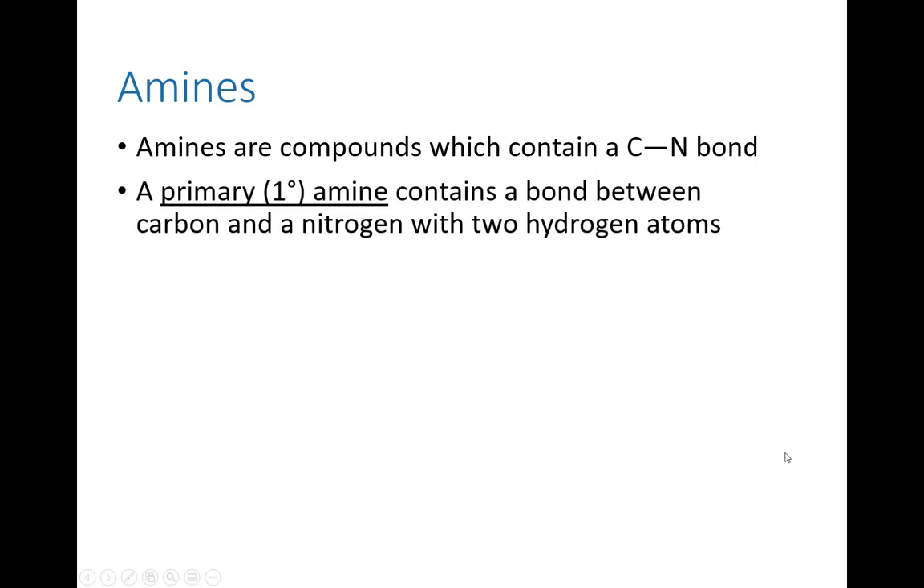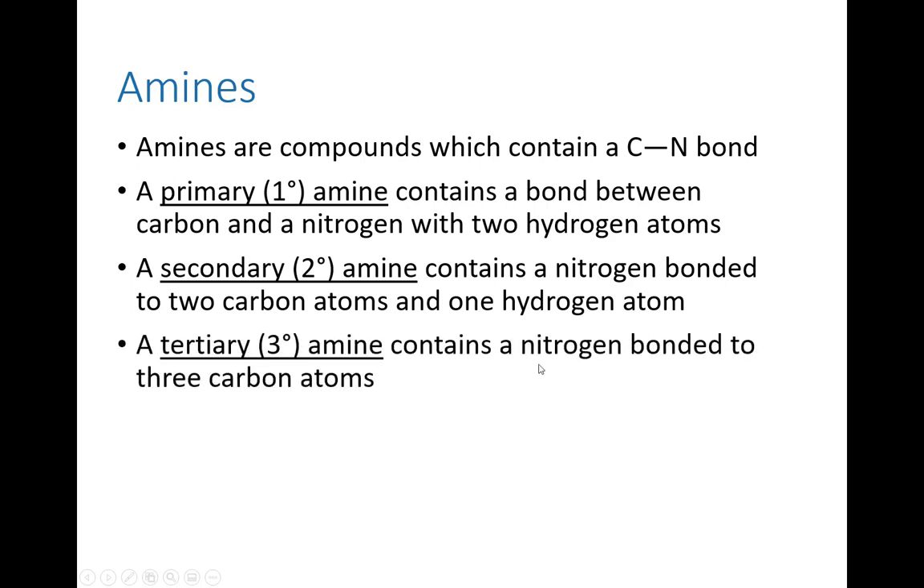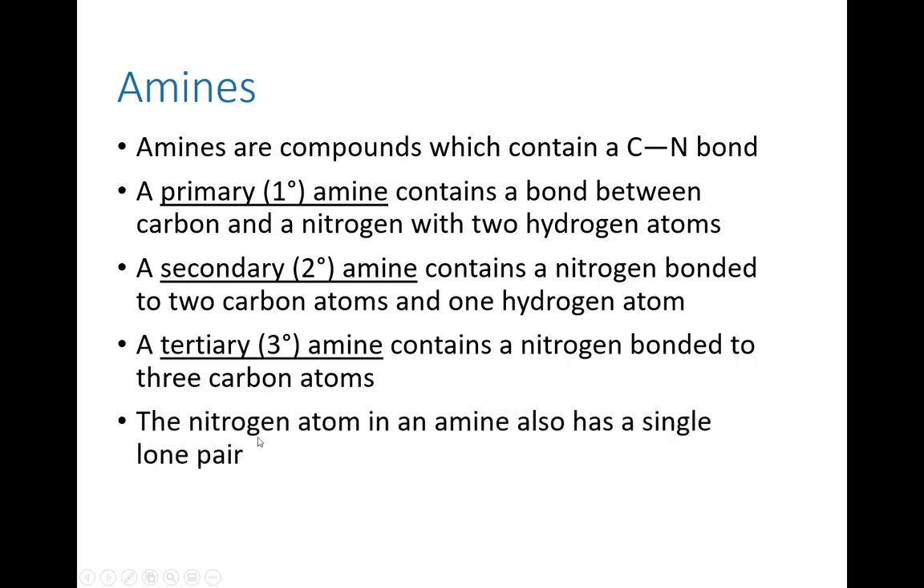We divide these into three categories, much like we did with alcohols and with some of the other functional groups, like, for example, alkyl halides, although you'll see there's a big difference. And we divide them as so. Primary amines have a bond between carbon and nitrogen with two hydrogen atoms. Secondary amines have nitrogens bonded to two carbon atoms and one hydrogen atom. And tertiary amines have a nitrogen bonded to three different carbon atoms, and importantly, no hydrogen atoms. And in all of these compounds, the nitrogen atom also has a lone pair.